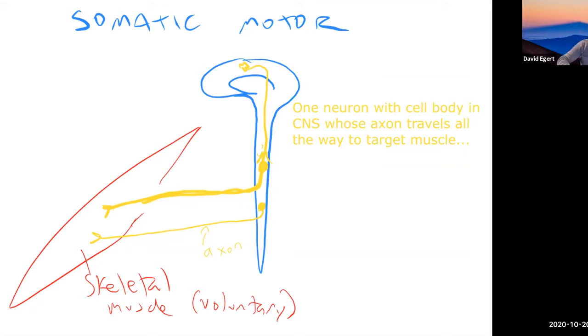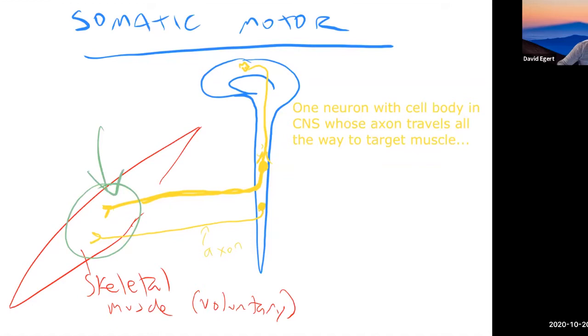Other things that are unique about somatic motor. The somatic motor neuron always releases acetylcholine.